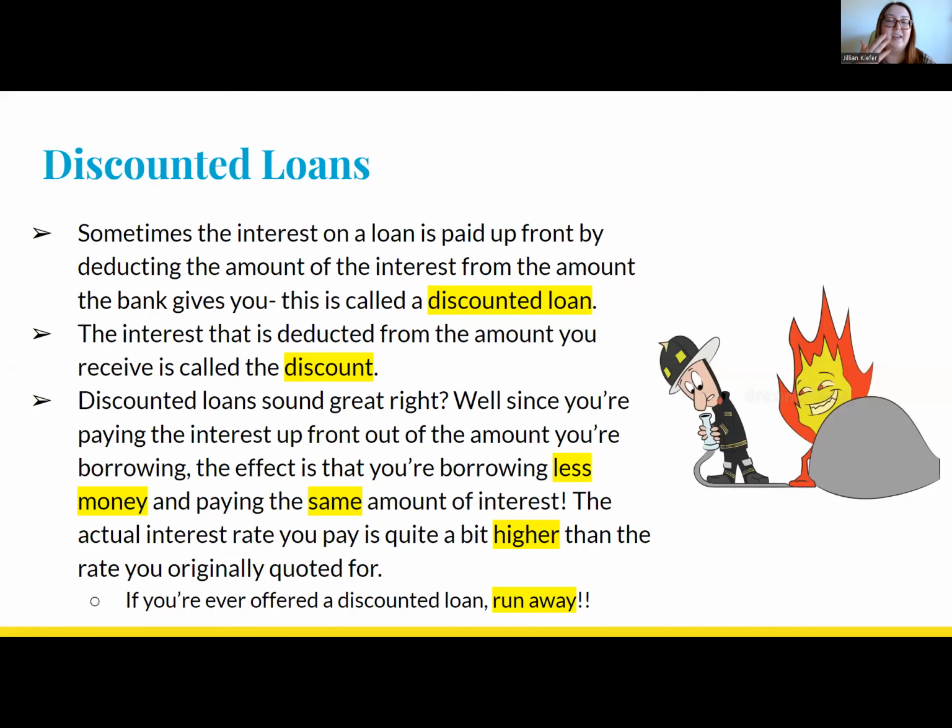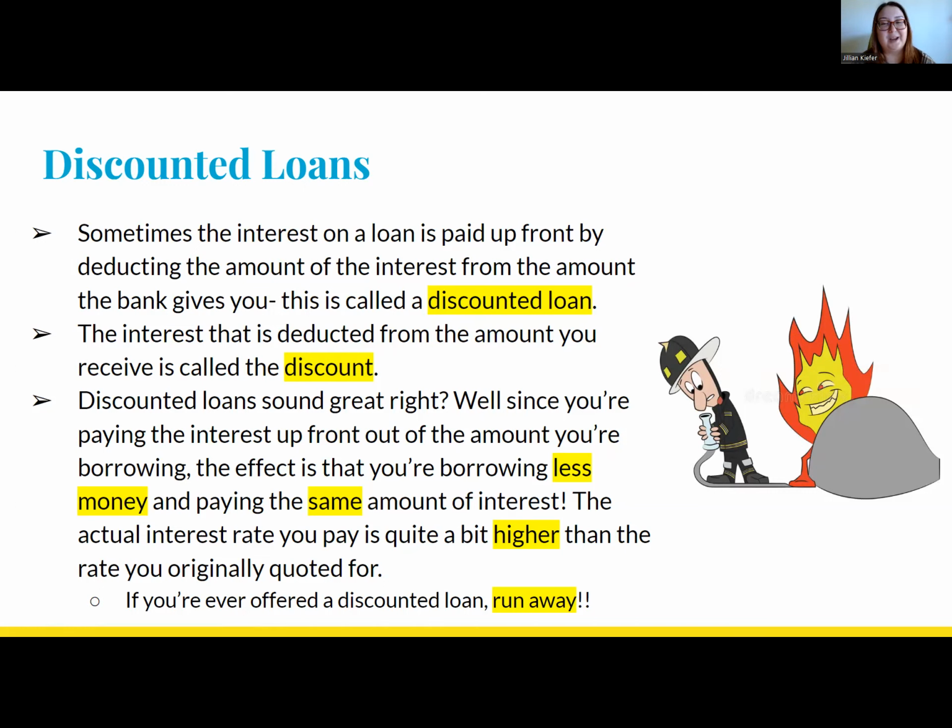Our last thing here is discounted loans. Sometimes the interest on a loan can be paid for upfront by deducting the amount of interest from the amount the bank gives you. This is called a discounted loan. Interest that is deducted from the amount you receive is called the discount. So they say things like, just pay for your interest outright right now, and I'll just deduct it from the loan. You don't pay interest on it anymore. It sounds great.